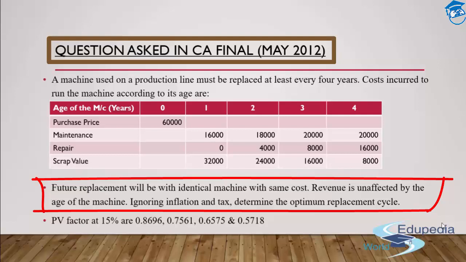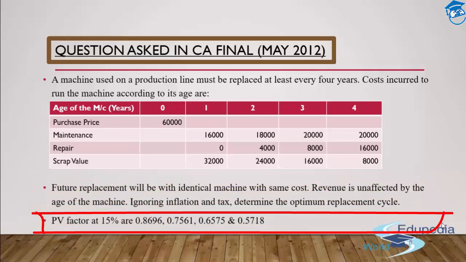Revenue is unaffected by the age of the machine. Okay, and you can ignore inflation, you can ignore taxes. We need to determine what should be the optimum replacement cycle. Present value factors for 15% rate are 0.8696, 0.7561, 0.6575 and lastly 0.5718. What we need to do in this question is provide what should be our best replacement cycle, when we should replace the machine so that we have to incur the minimum amount of cost.